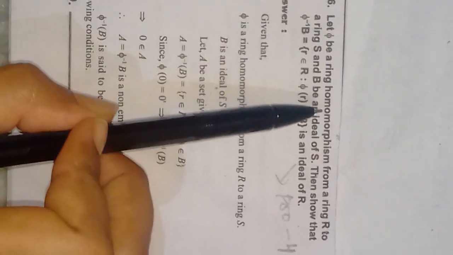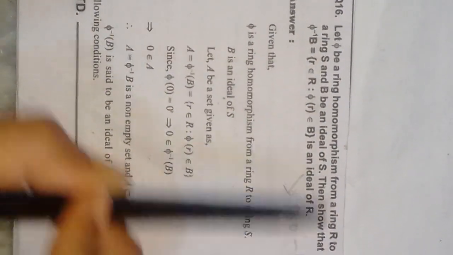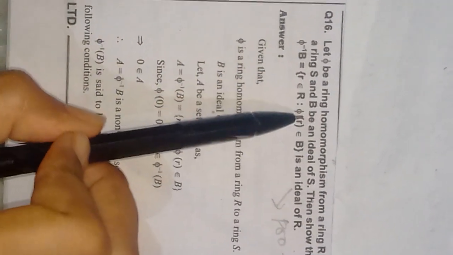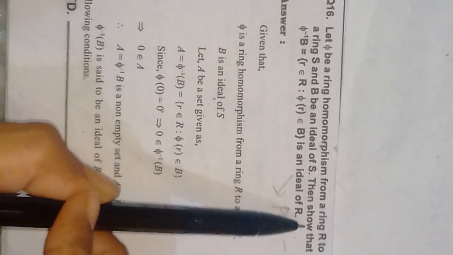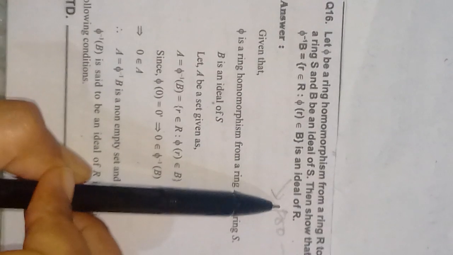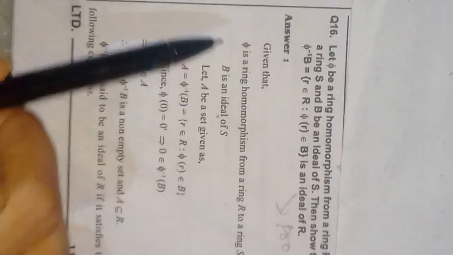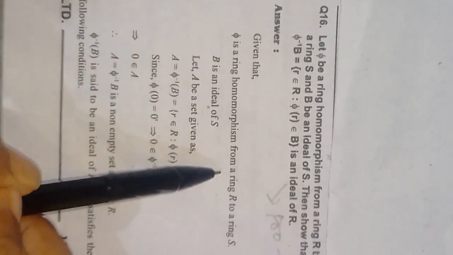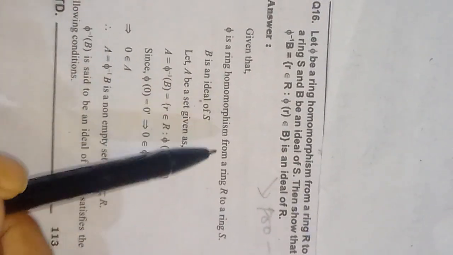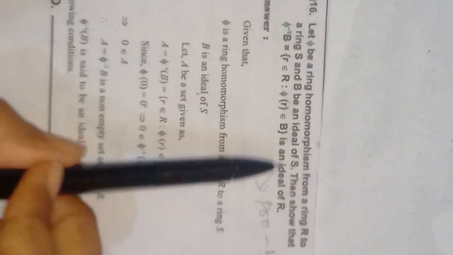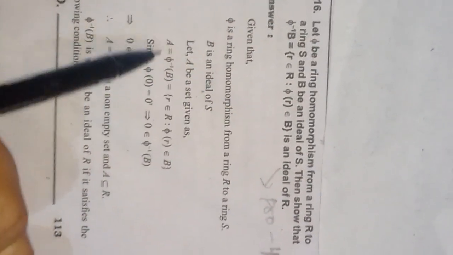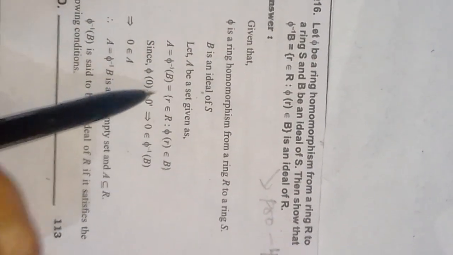Property 4 in ring homomorphism. Let pi be a ring homomorphism from a ring R to a ring S, and B is an ideal of S, and we have to prove this set is an ideal of R. Given that pi is a ring homomorphism from a ring R to a ring S, and B is an ideal of S. Here the given set, we are considering the whole thing as A equals the given set.